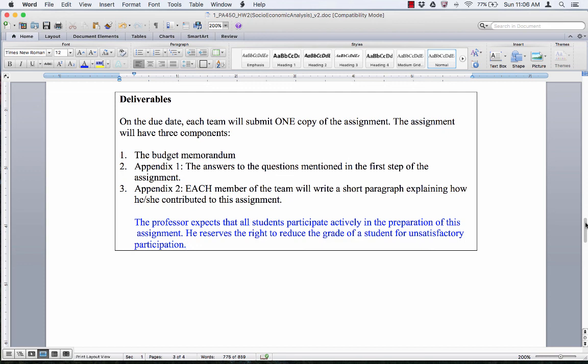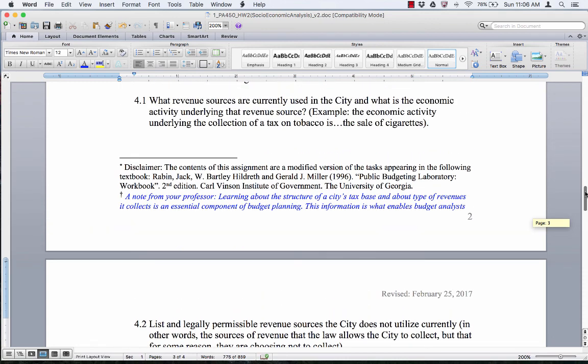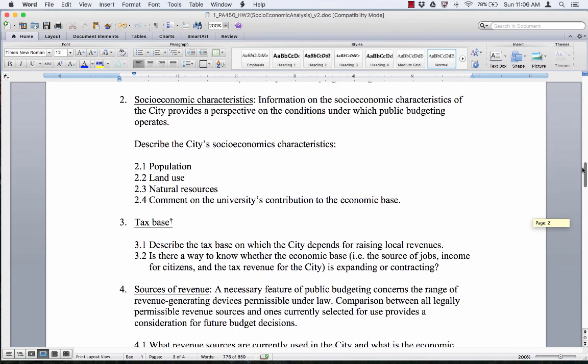But when you write a budget memorandum in real life, you always add an appendix. An appendix is where you have all the supporting evidence for all the claims that you are including in your budget memorandum. In this assignment, we're going to do things in a simple way. Appendix 1 will include the answers to the specific questions that I'm asking you in the first step of this assignment. That means the answers to this question that I explained before.